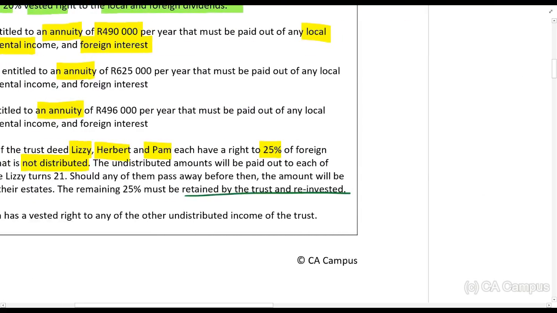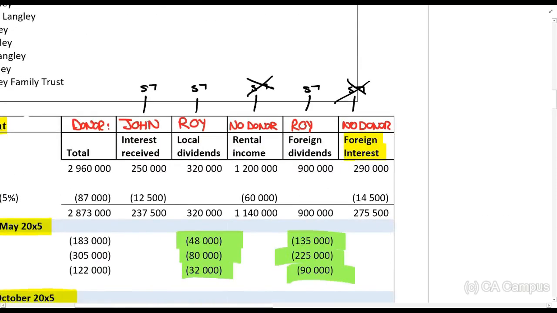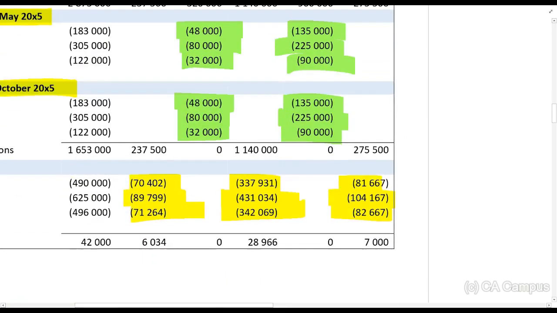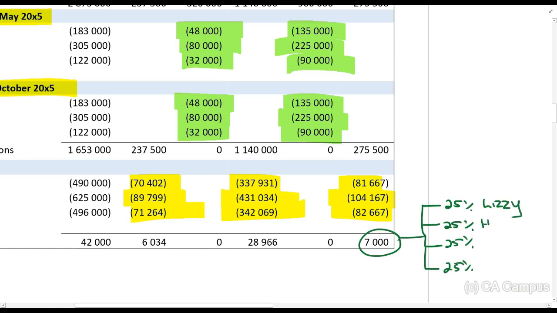So what they are talking about is if you look at your foreign interest, the 7,000 rands over there, 25% of that amount is split as follows. Lizzie gets 25, Herbert gets 25, Pam gets 25, and the trust will get the remaining.